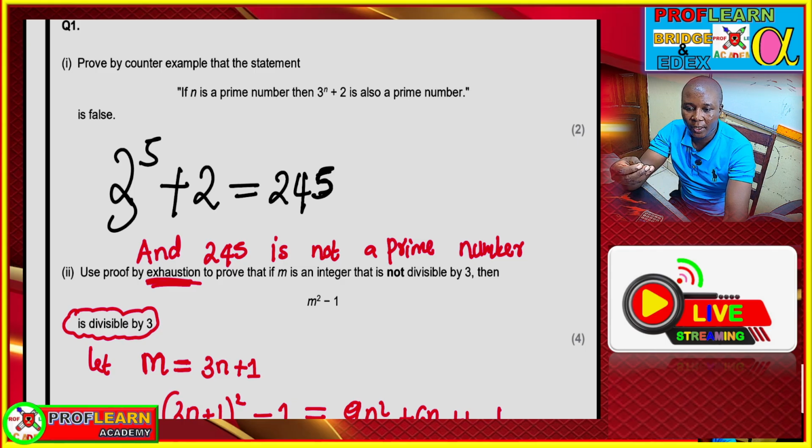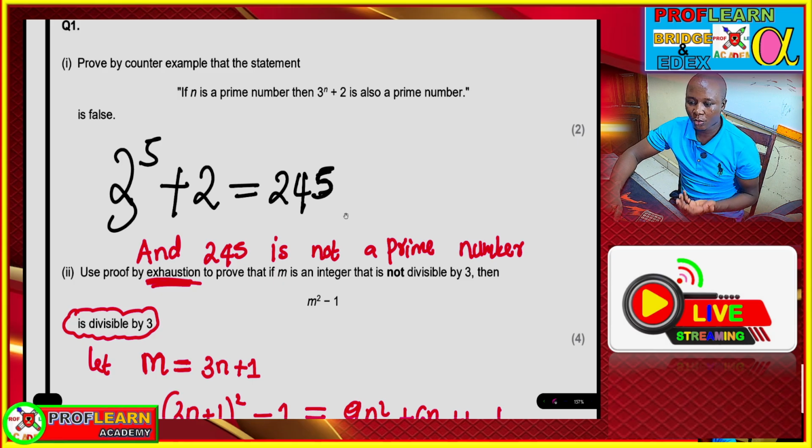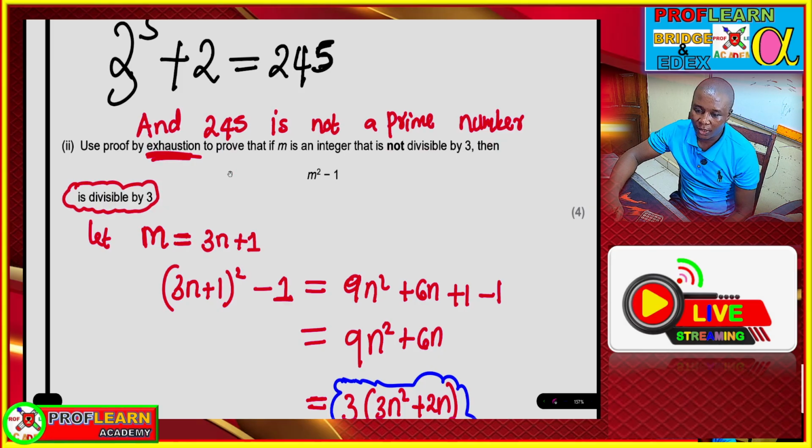So in this scenario, the candidates were supposed to give an example of a value that disproves this. If you take n to be 5, n is a prime number, 5 is a prime number. So if you put it there, it will be 3 raised to power 5 plus 2. If you work it out, definitely you are going to get 245. But 245 has factors, which means it's not a prime number. So we have proven this statement not to be true by counter example.